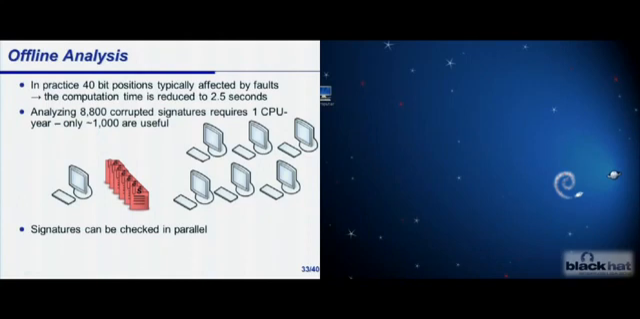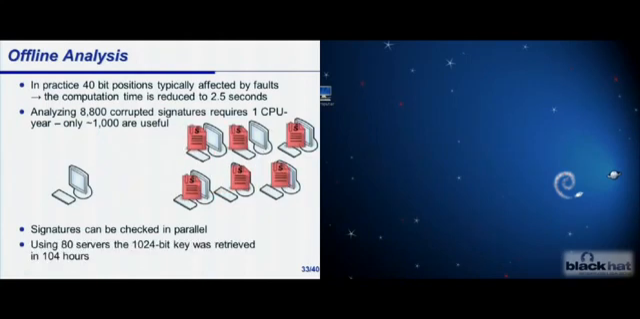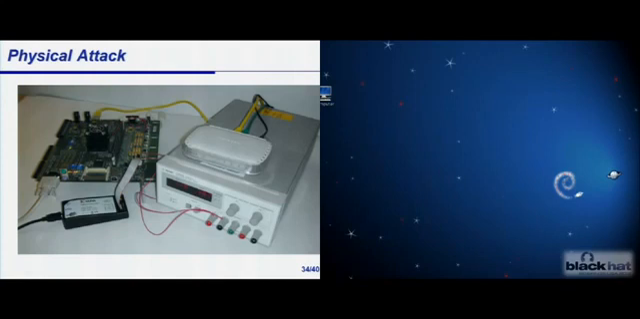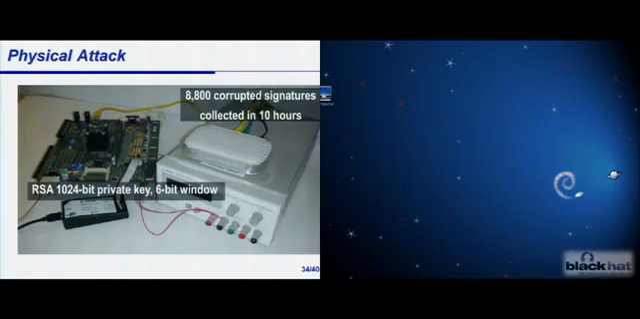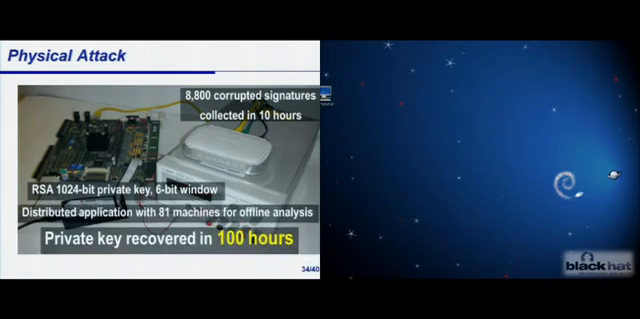What we did is we used 80 different machines, because this is an easily parallelizable project, right? You can say 100 messages per machine, everybody tries the same window with all the possible combinations. The first one to find the good result sends it back, and we move on to the next window. It took us 104 hours using 80 servers. So these are the final results of the physical attack we did. It was a 1024-bit private key using 6-bit window exponentiation. We sent 8,800 signatures that we collected over 10 hours. And then we had to do the offline analysis that took about 100 hours.